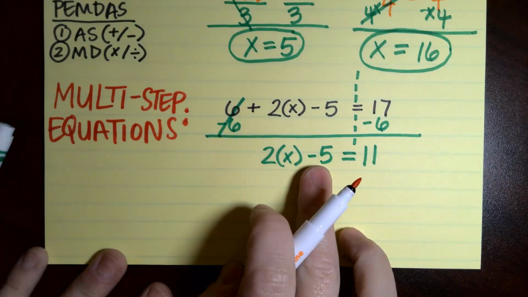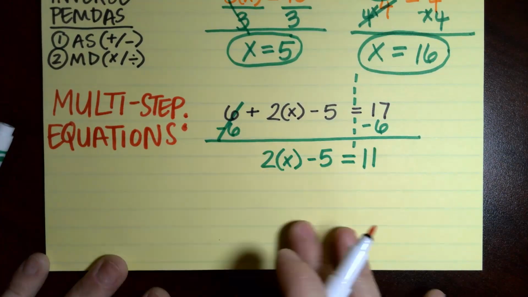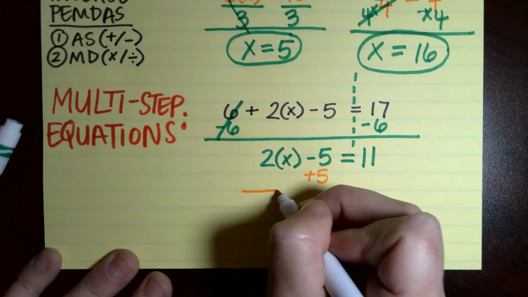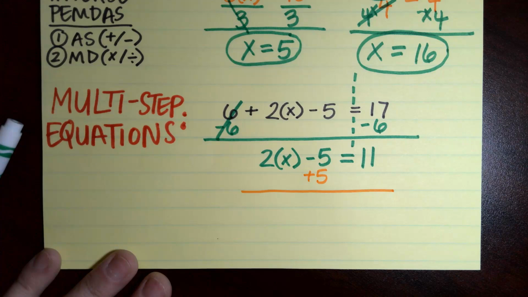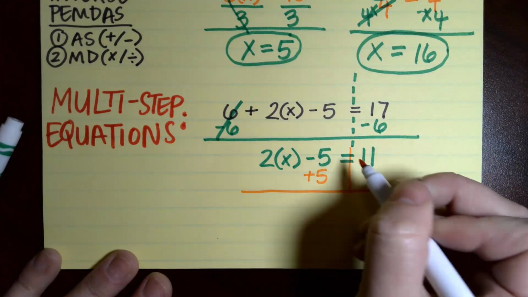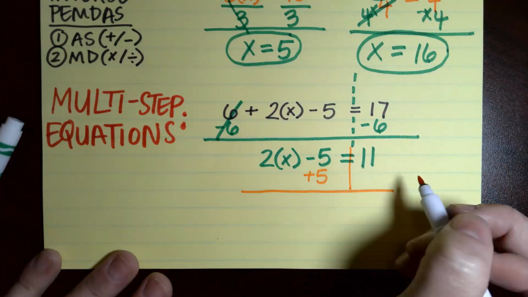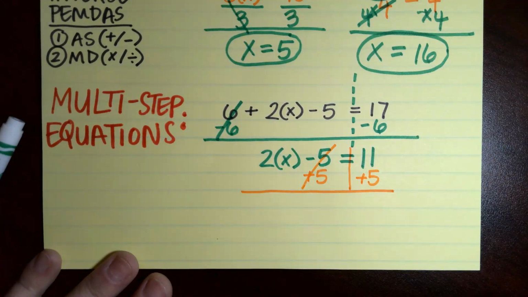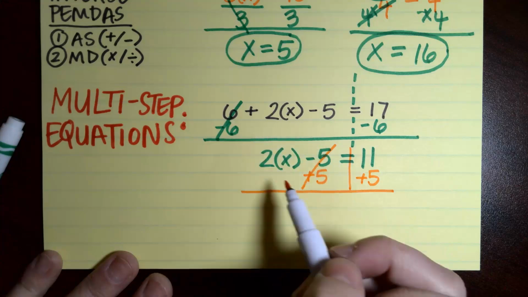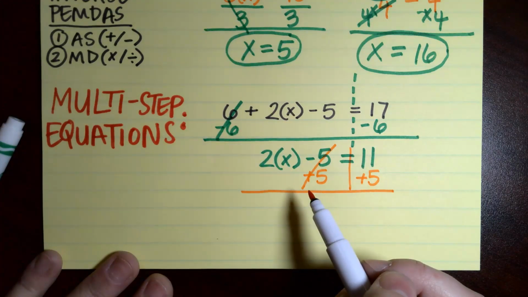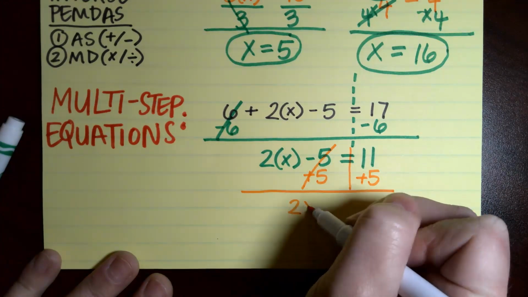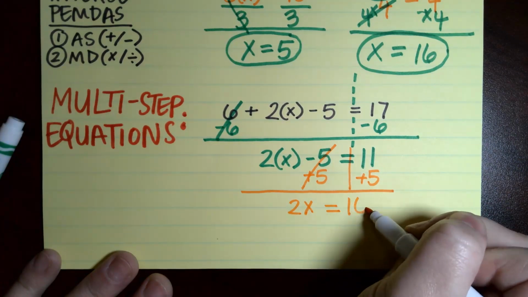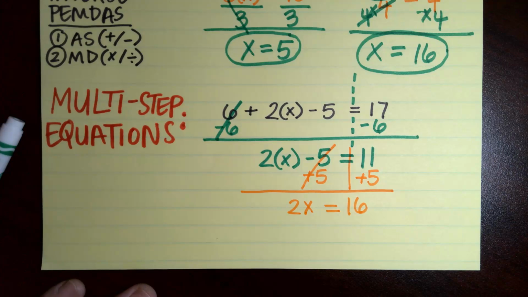Yes, we want to get rid of this minus 5. We still have addition and subtraction to get rid of. So to get rid of a minus 5, we do plus 5. Where else do I need to write plus 5? Under the 11. Remember that equal sign is going to show us the halves of our equation. So let's do plus 5 here. My 5's cancel. What's left on the left side of the equation? 2x. Just 2 times x now. We've got 2x equals 11 plus 5, which is 16.